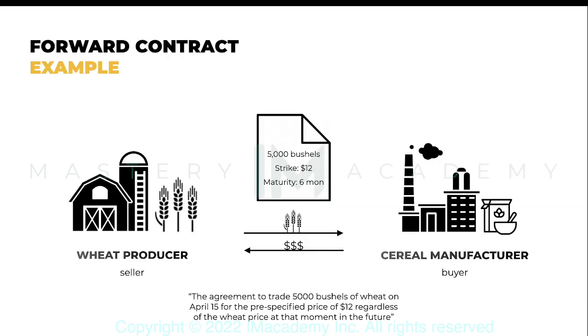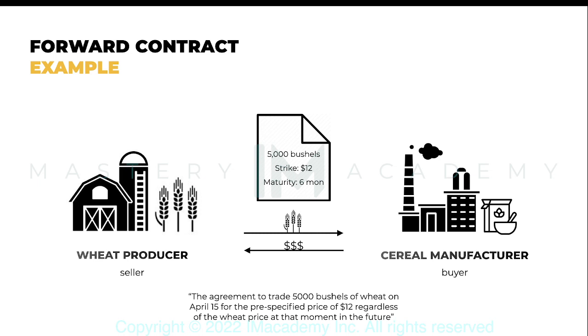So let's have an example. Again, taking into account our wheat example from earlier today. So again, we have a wheat producer who is a seller, and we have the cereal manufacturer who is a buyer. And both parties enter a forward contract, where they agree to trade 5,000 bushels of wheat on April 15th for the pre-specified price of $12, regardless of the wheat price at that moment in the future.